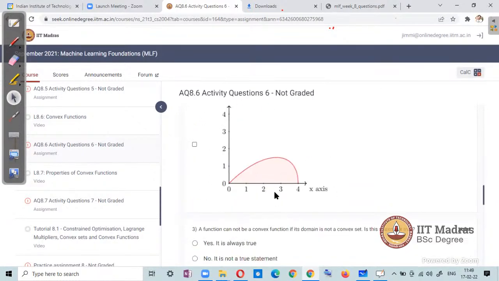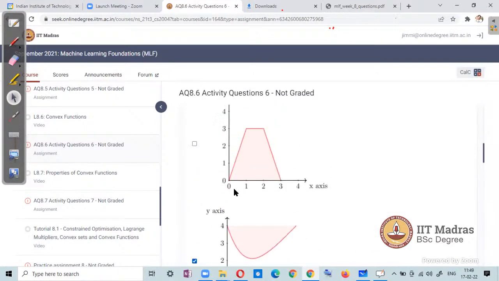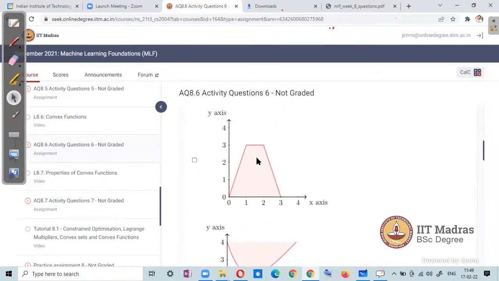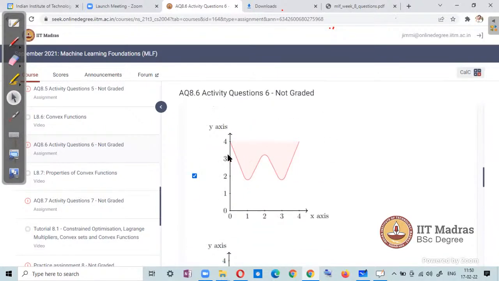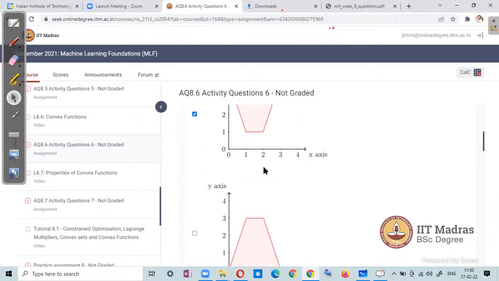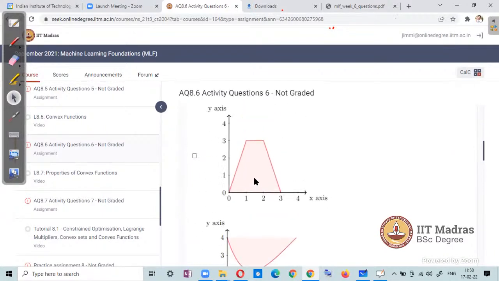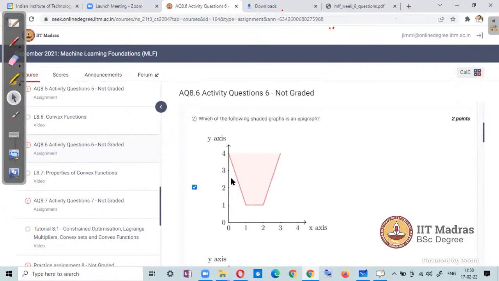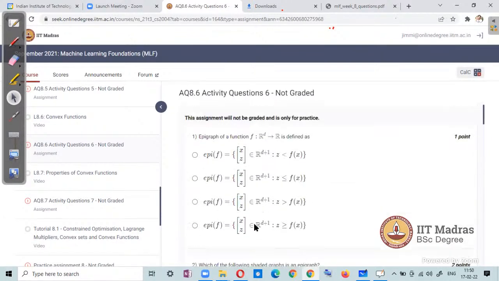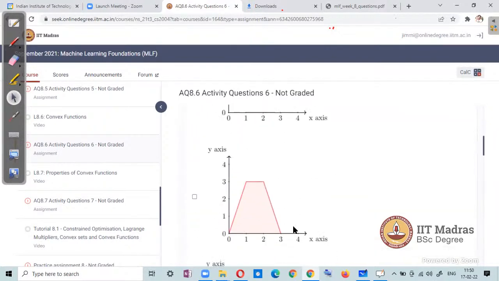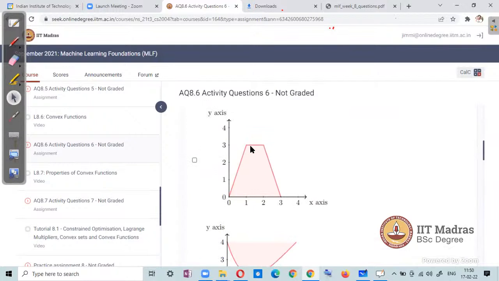This one is not a correct representation of an epigraph, and this one is also not a correct representation. But this is a correct representation of an epigraph. The epigraph is like that, but this one is not a convex set. That is true. Sir, can you please explain why B is not an epigraph in a convex set? In the epigraph definition we see that all the values of z are greater than f(x). Here your f(x) value is this one, so the epigraph value is more than this one.